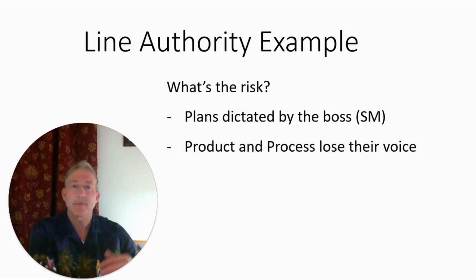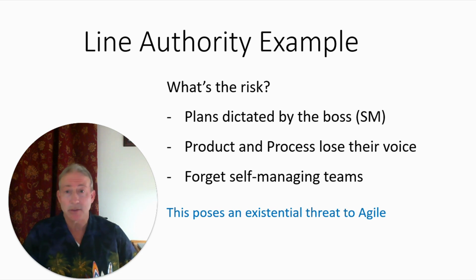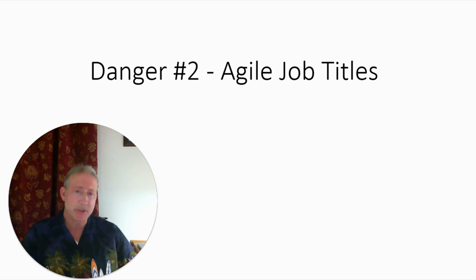And it's one thing for a team to discuss changes at a retrospective and how they'd like to improve. It's another thing for the boss just to start changing everything. So it's a big risk to self-managing teams. And then it's really an existential threat to Agile itself. So it's a risk. I'm not saying it's going to happen, but there are a lot of odds in its favor. Danger number 2, Agile job titles.